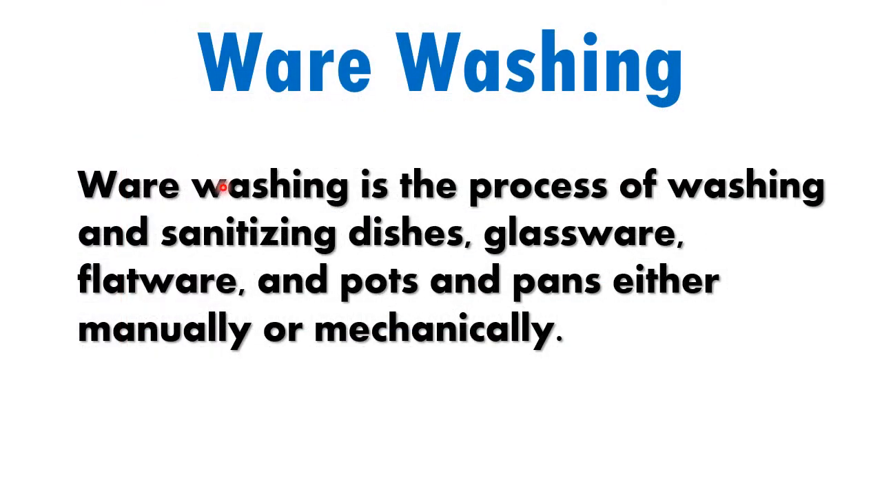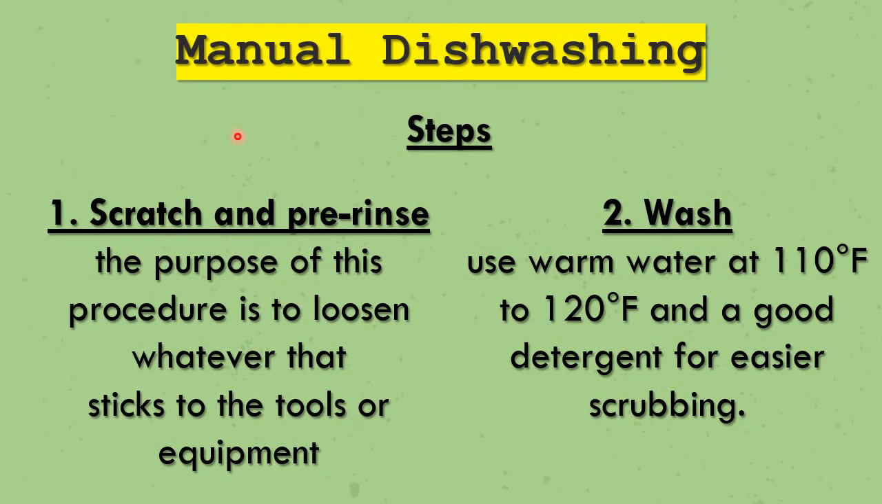Okay, now let's move on to the warewashing. Warewashing is the process of washing and sanitizing dishes, glassware, flatware, and pots and pans, either manually or mechanically. And we have 2 methods of warewashing. First, we have manual dishwashing. These are the following steps. Number 1, scrape and pre-rinse. The purpose of this procedure is to loosen whatever sticks to the tools or equipment.